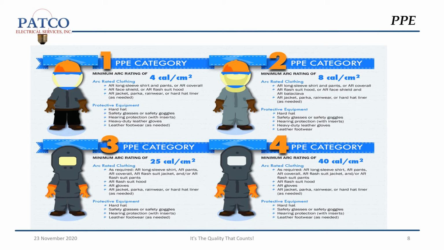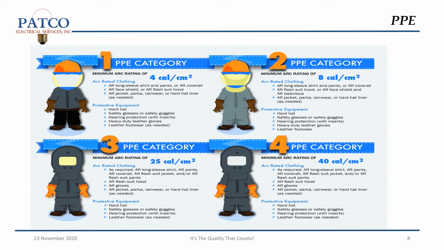Category 2, minimum arc rating of 8 cal per centimeter squared. Pretty much your arc clothing is going to be the same, except you're going to have to add a balaclava underneath the hood or face shield. Protective equipment's all the same.